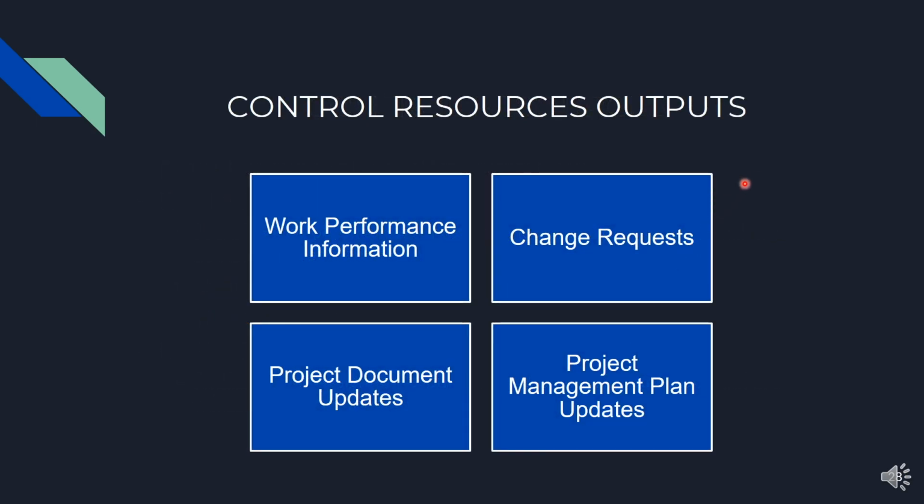Outputs for control resources are work performance information, change requests, project document updates, and project management plan updates.